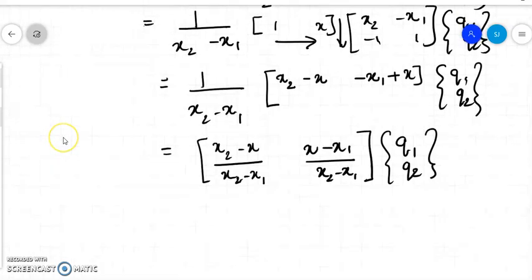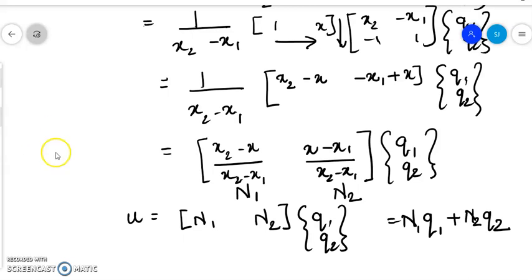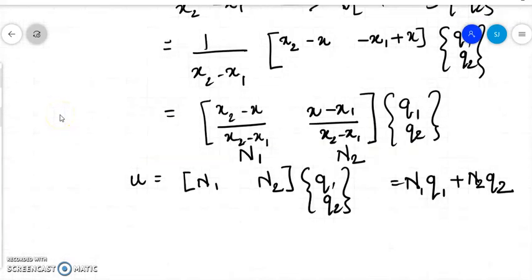So we arrive at the same equation. If you compare it with the previous lecture, this is nothing but the term N1 and this is N2, the shape functions. So we have N1 N2 multiplied by q1 q2. This will be of the form N1 q1 plus N2 q2. So this was obtained using generalized coordinates alpha 1 and alpha 2. Thank you.